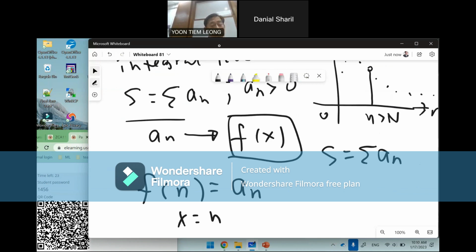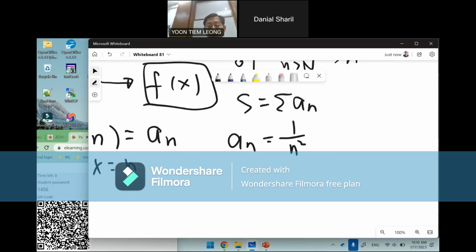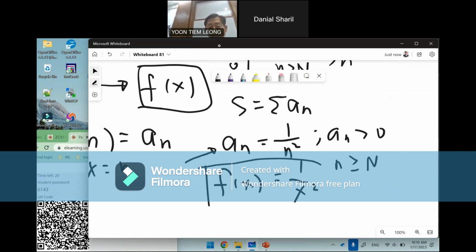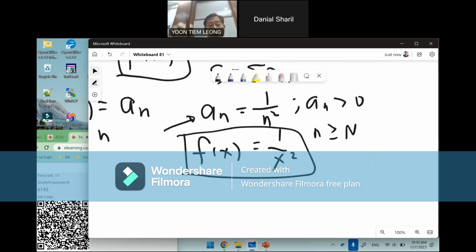So that is actually not that difficult. Given any expression for a_n, you can always find f(x). For example, if the term in the series is 1 over n squared, in this case it is quite sure that all terms are positive. Then as long as n is larger than or equal to N, you can form a function f(x) equal to 1 over x squared, right? So given this sequence, you form a function f(x) in the same form as 1 over n squared, but instead of n, the independent variable is x. Here f plays the role of a_n, and x plays the role of the index.